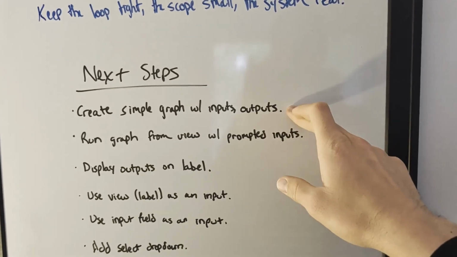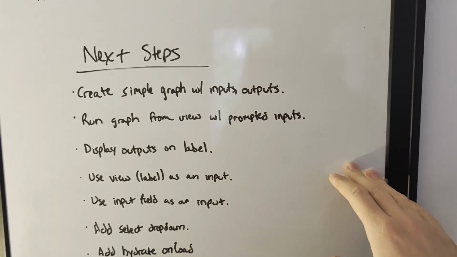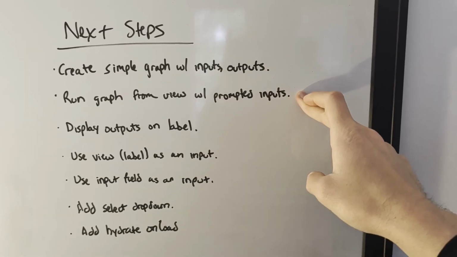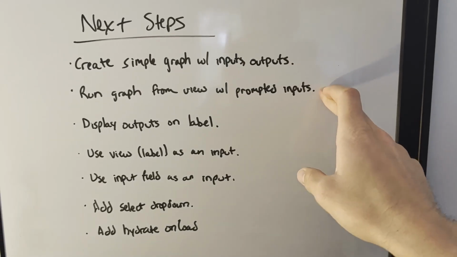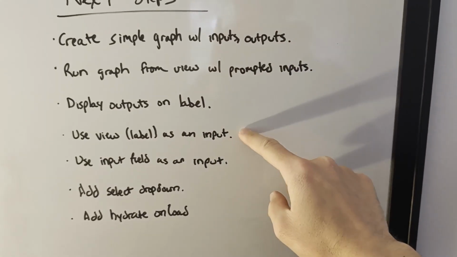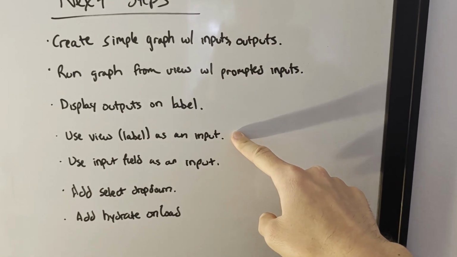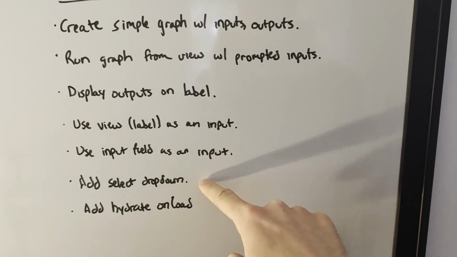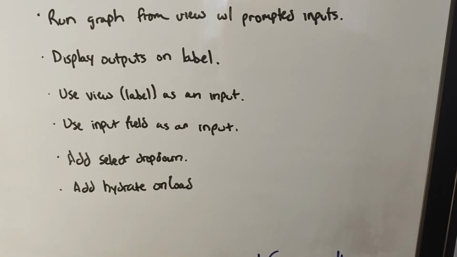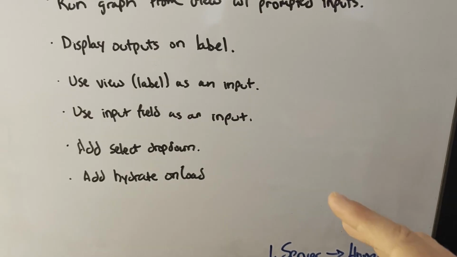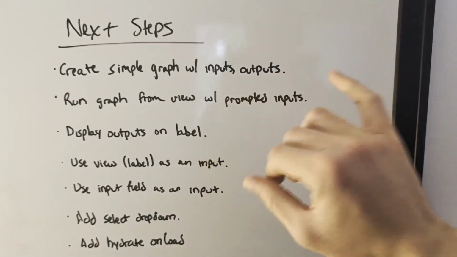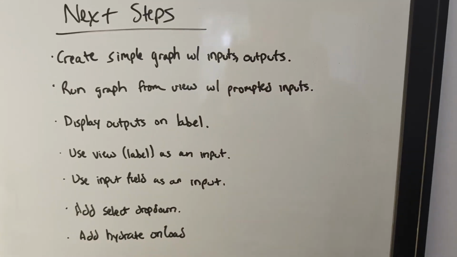I'm going to create a simple test graph here. I was just messing around and made a little bit of progress, but now I have my bearings. Create the test graph, run it using prompted inputs, did some refactoring just after that. Display outputs on a label. These three are huge, and then we can start adding more, like using a label as an input, using an input field as an input, adding a select dropdown, and hydrating on load, like, you could load some network data and then hydrate it right into your screen. That would be cool. So if we do all these things, we'll have a lot more interactive views.